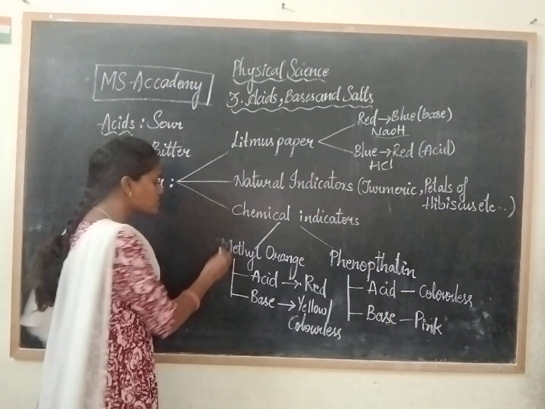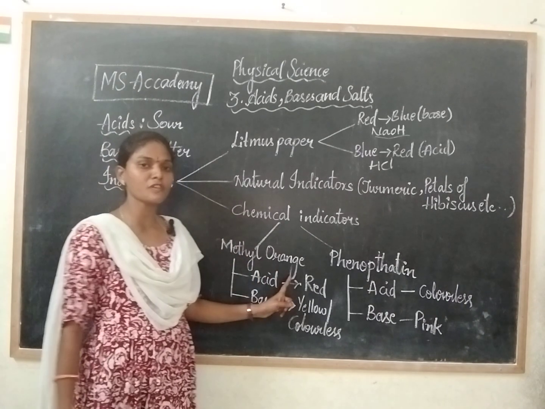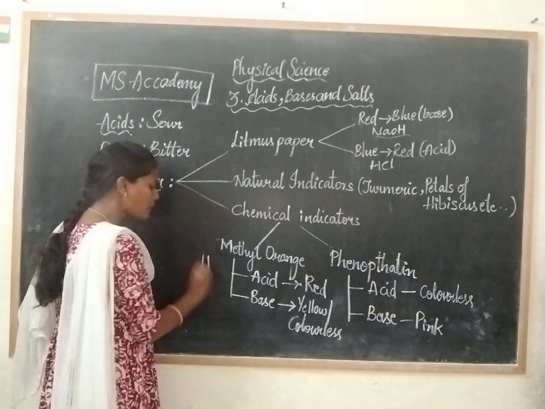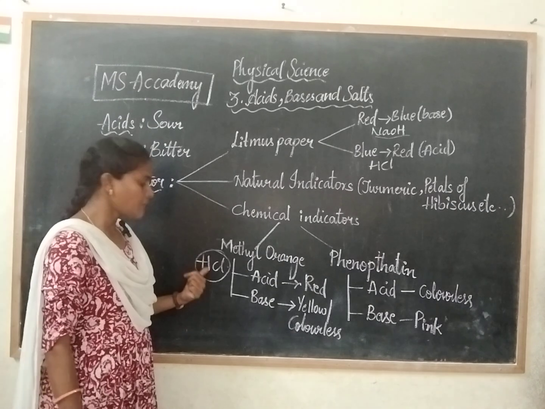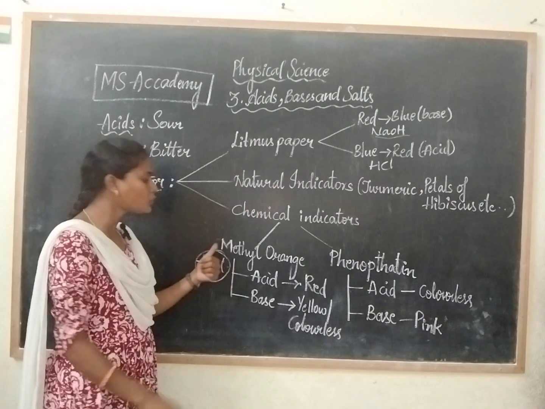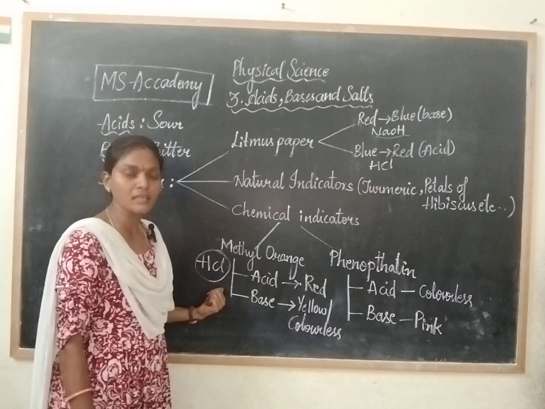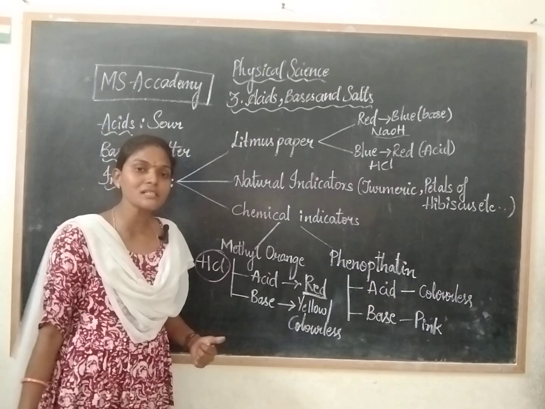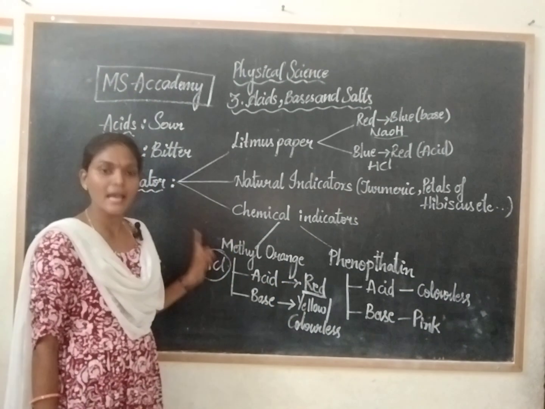Methyl orange is one of the chemical indicators. What is the use of methyl orange? Suppose I am taking HCl acid. When I add 2 or 3 drops of methyl orange to this HCl acid, if the chemical changes to red color, then it indicates that it is an acid.